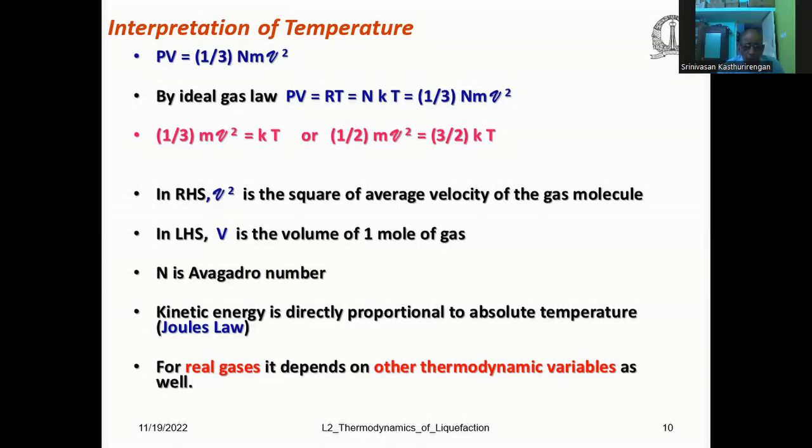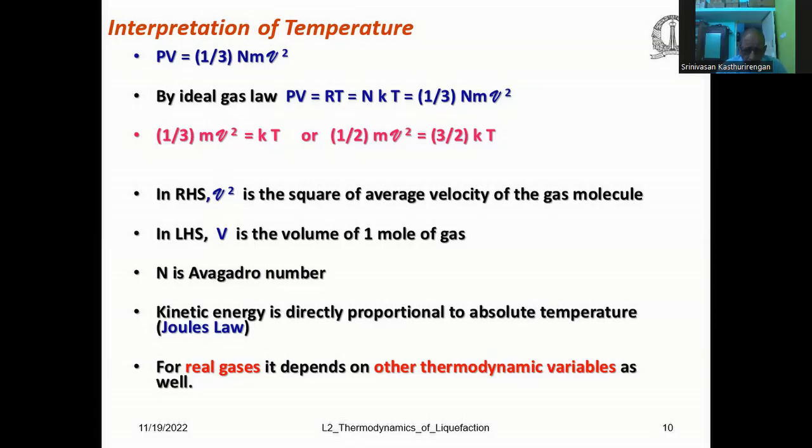What does it show? It shows half mv square is the kinetic energy per molecule, and this kinetic energy is directly dependent only on temperature. That's what you see. Now, this is for the case of an ideal gas.